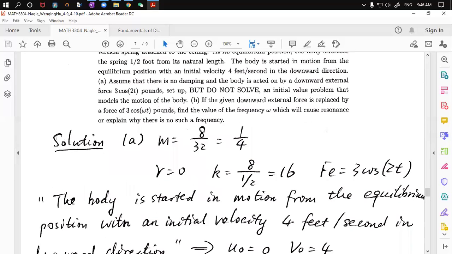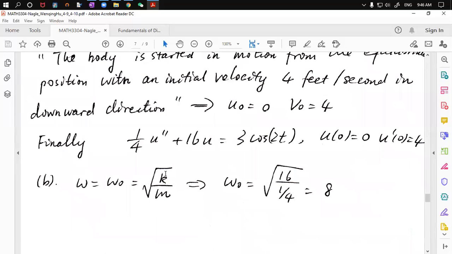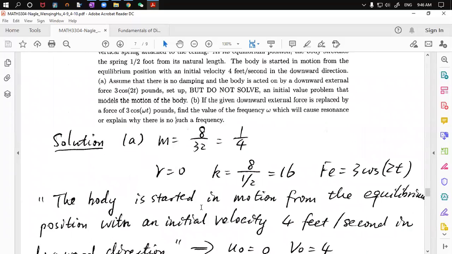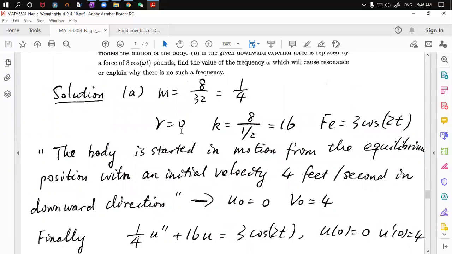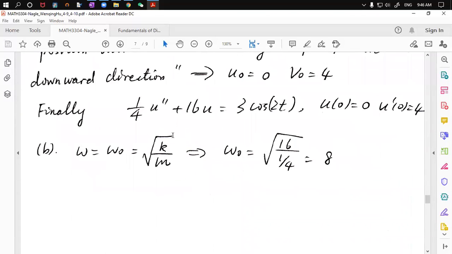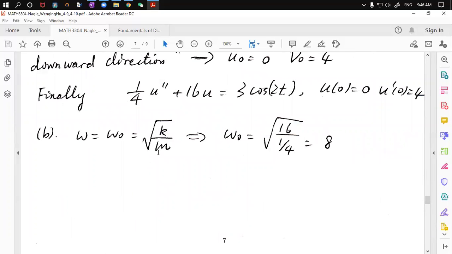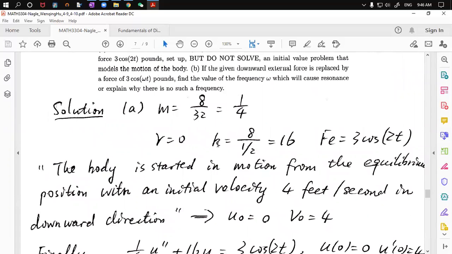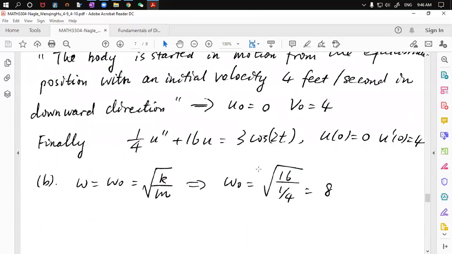Well, to solve this problem, you have to calculate the natural frequency. Remember here, gamma is equal to 0, so there's actually no damping. Remember, the resonance must happen in the small or no damping scenario. So you just calculate k over m. The natural frequency is the square root of k over m. Then you have the k, you have the m, so you can calculate the natural frequency to be 8. And this is going to be your omega.